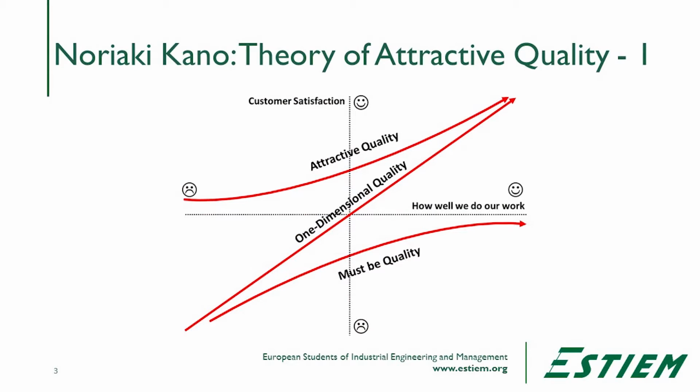The first was developed by Dr. Noriaki Kano in Japan. It's called the theory of attractive quality. And what Dr. Kano talks about there is a model where there's a vertical axis on the degree of satisfaction delivered to customer, and the horizontal or x-axis is about how well we do the work. And Dr. Kano had the idea that there's three different functions.